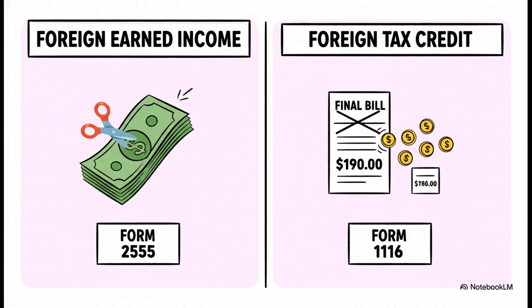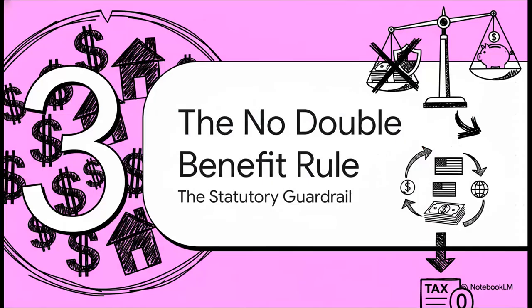Then, on the other hand, you have Form 1116 and the Foreign Tax Credit, the FTC. This is totally different. It doesn't touch your income calculation. Instead, it waits until the very end, looks at your final U.S. tax bill, and then gives you a dollar-for-dollar credit for the taxes you already paid to another country. So one shrinks the income, the other shrinks the tax. Two very different philosophies.